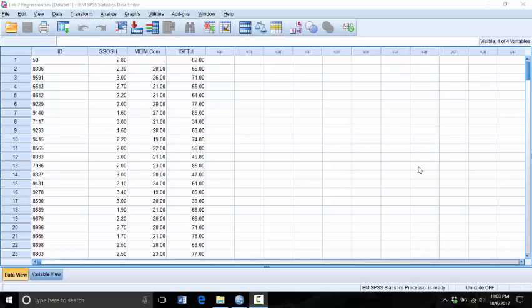In this video, I will demonstrate how to run several different types of regression analyses. The first type will just be a simple linear regression. Then we're going to review multiple regression, and we'll wrap up by looking at a hierarchical linear regression.